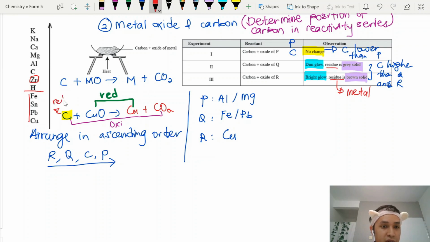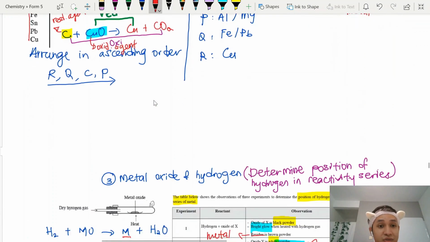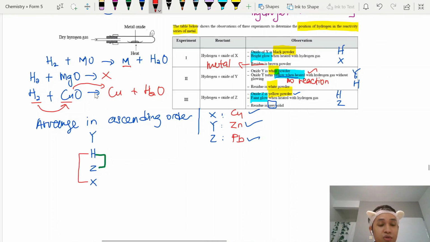So I write the short form, reducing agent. And then your copper oxide here is your oxidizing agent. A bit messy, but never mind. So that is how you identify redox reaction. Same thing goes for this one also. Your carbon and your hydrogens are your reducing agents. Just remember carbon and hydrogens are reducing agents.